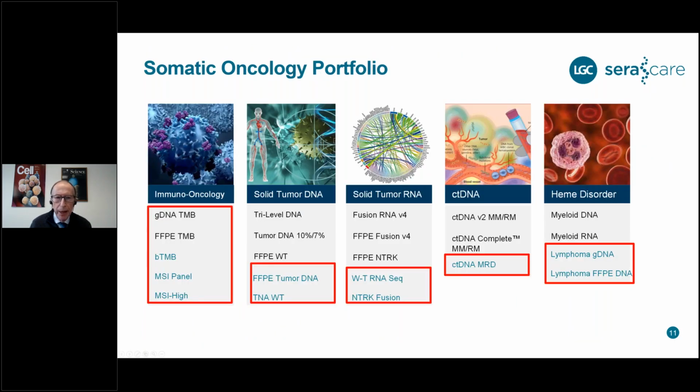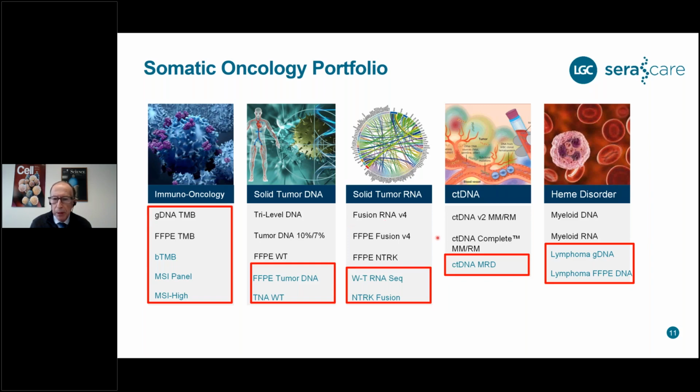Here's a list of the products we have in our somatic oncology portfolio. Much more detail on our website. But as I said earlier, we've moved into immuno-oncology with mutational burden and microsatellite instability, solid tumor, a number of types of products from tri-levels. It's either mutation mix, that's DNA in a buffer, or FFPE. Cell lines that have been formalin fixed and very well characterized. We have RNA fusions, the NTRK products, as well as some classic others like RET and MET, for example.